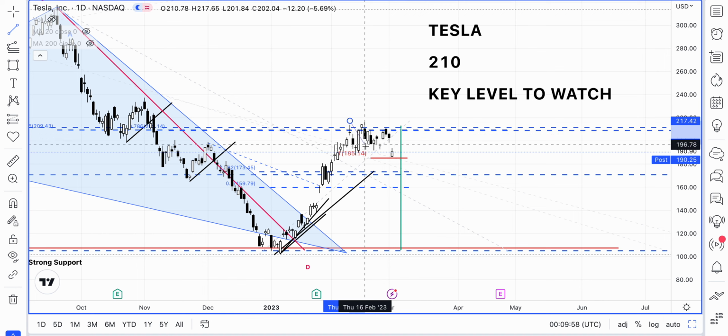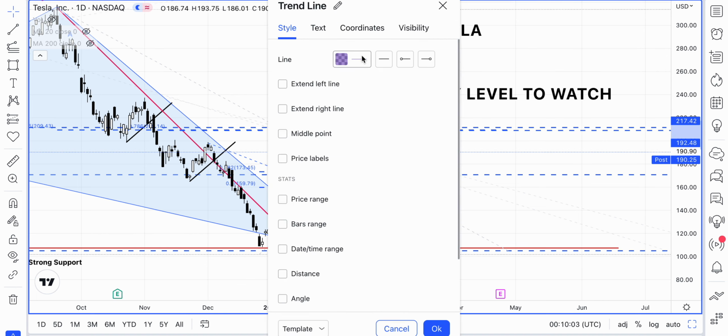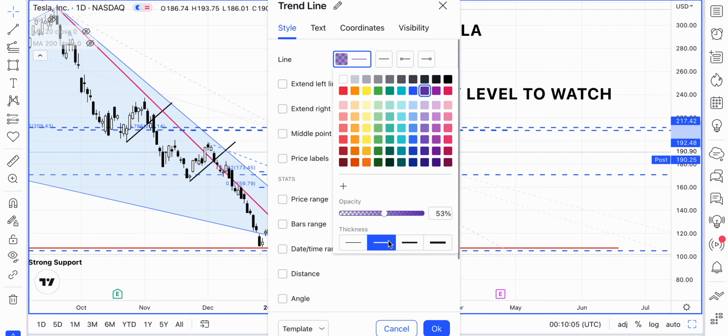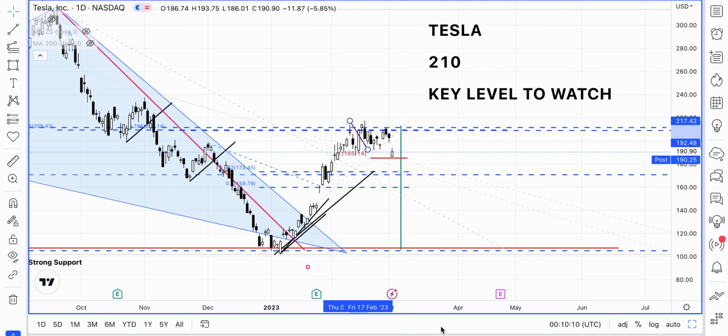So I'm just going to draw this. So this is A to B. I'm going to make this line thicker, so this is a little bit easier to see, make it more opaque. Here we go. Then this is our B to C. And then right here, C to D, also marked in this red line. So this is like a small ABCD formation, which took it right here to a potential double bottom as well.